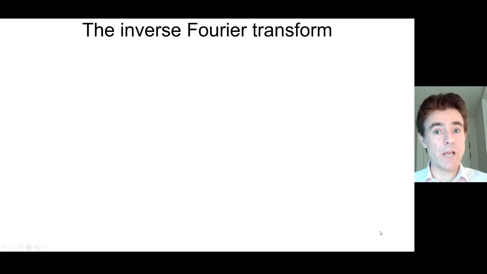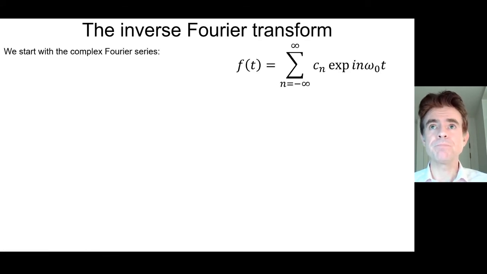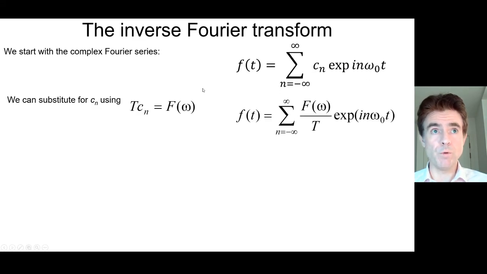So let's now look at the inverse Fourier transform. We start with the complex Fourier series. This is the expression that we've seen before for a periodic function f as a function of time t, given by an infinite summation of complex coefficients multiplied by complex exponentials. What we will do is consider what we've previously done for finding the Fourier transform, which was to let T tend to infinity.